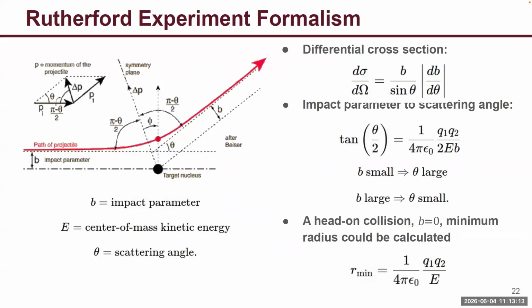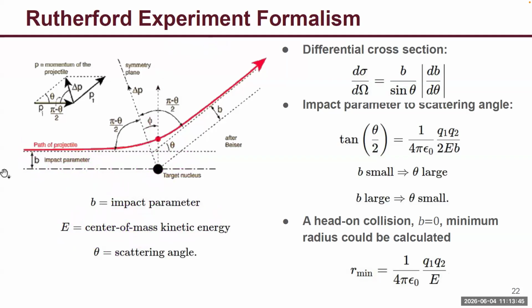If we look a little more closely at the formalism, you will see that we have something called the impact parameter. That's very interesting, because the impact parameter, the definition of this, is the transverse distance of your probe, how far it is from the center of your target. And of course, E is the center of mass kinetic energy, and eta is the angle.